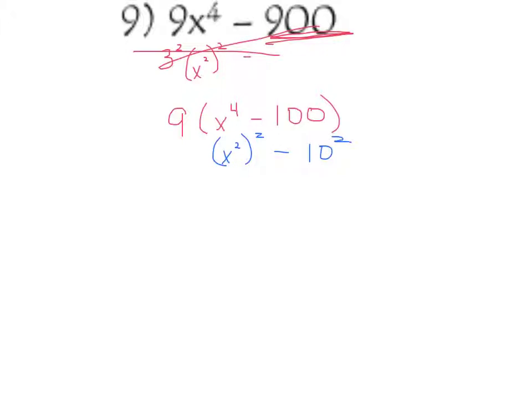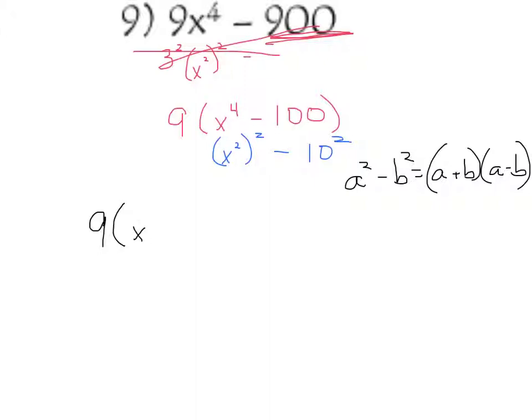Don't forget our 9. So we write down 9, and then we're going to use the formula for perfect squares, which is that the difference of squares equals the sum of the roots times the difference of the roots. Okay, the roots are x squared and 10, so we're going to have x squared plus 10 and x squared minus 10. But we're not done.